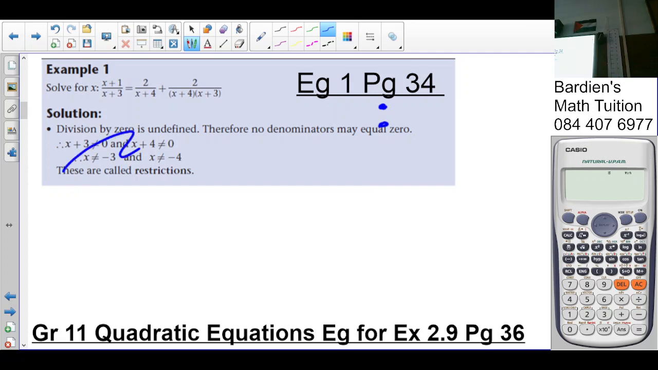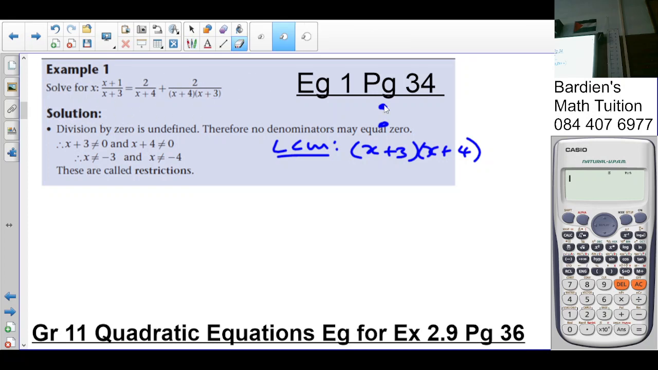I meant to have taken this out, but it's here now. But anyway, the LCM basically is going to be x plus 3 and x plus 4. So it's that one and this one. But if you look at that denominator, I've accounted for everything in that denominator already. Not so? So, with that comes a restriction.